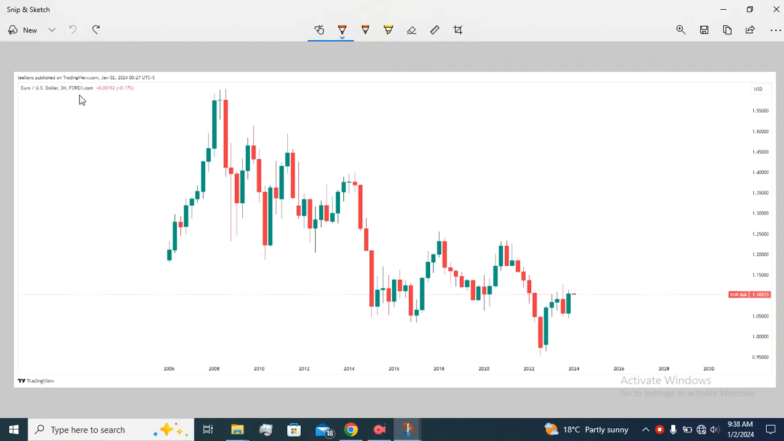This is EURUSD on the 3-month time frame. We can see that at the beginning of 2006, this market was rolling up. This market was bullish, and it rapidly moved around here and dropped down, leaving some gap here, and we started moving downwards.